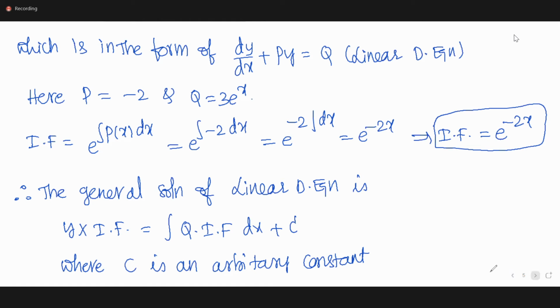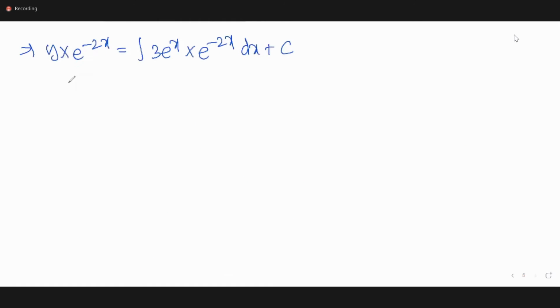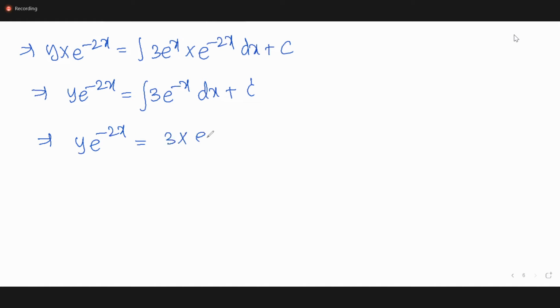Substitute the integrating factor and simplify. So y into e power minus 2x is equal to 3 integration of e power minus x dx plus c. So y into e power minus 2x is equal to 3 into e power minus x by minus 1 plus c. So y into e power minus 2x is equal to minus 3 e power minus x plus c.